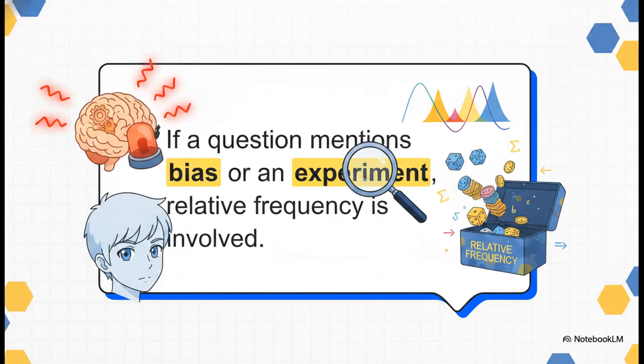Before we wrap up, I want to give you one final examiner's secret, and I want this to act as a literal trigger warning in your brain. When you're sitting there reading an exam question, scan for the words bias, repeatedly, or experiment. If you spot any of those keywords, sirens should immediately go off in your head, telling you it's time to pull relative frequency right out of your toolkit.